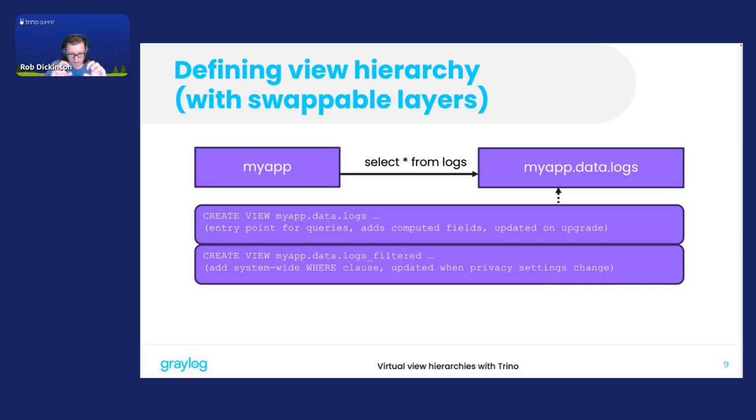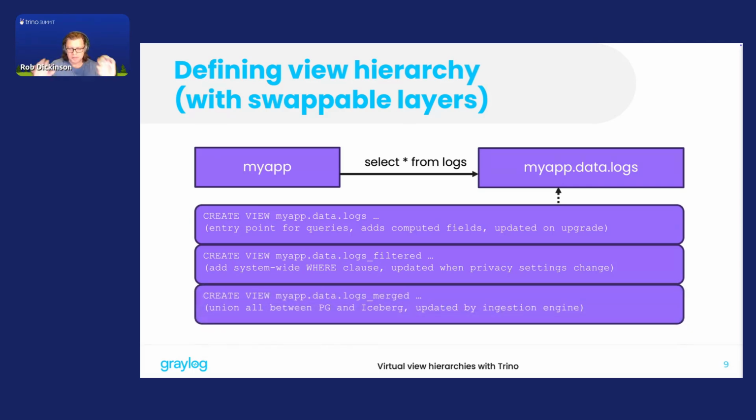Then maybe that depends on another layer underneath where we provide a system-wide where clause for privacy protection, for example, a one-stop shop to redact all the data coming through the logging here. And then at the bottom of the stack, for example, we might have the merging layer where we have that union all between Postgres and Iceberg. That's where our ingestion engine is coming in and doing updates. And guess what? Each of those actors that we talked about can change these layers independently, because that's something you can do in Trino.